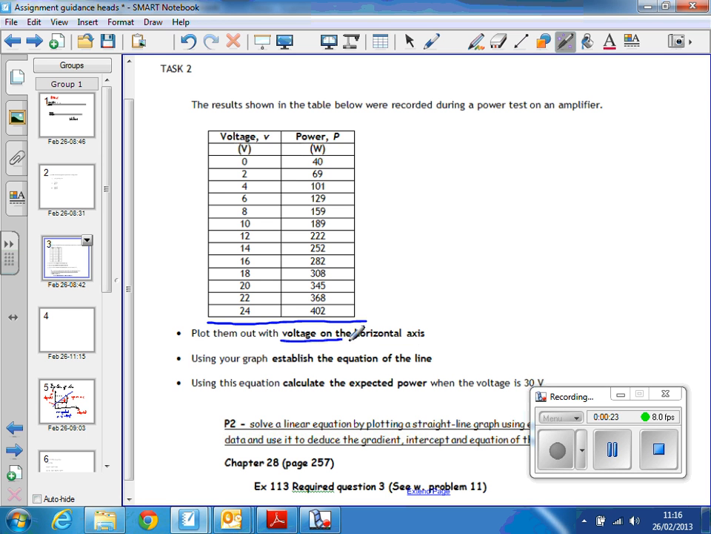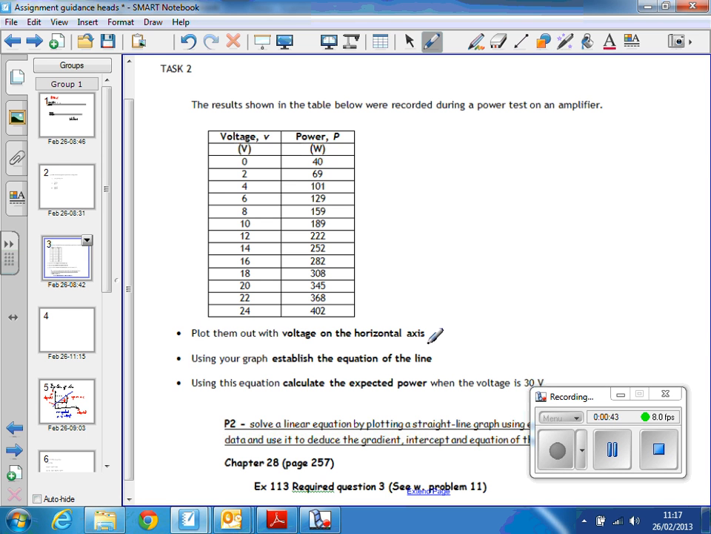Putting voltage on the horizontal axis, the x-axis, and therefore power on the y-axis. So the first stage of this, and I'll be giving out some graph paper, is just to plot the graph. Then you've got to use this graph to find the equation of the line. So let's talk about that for a minute.